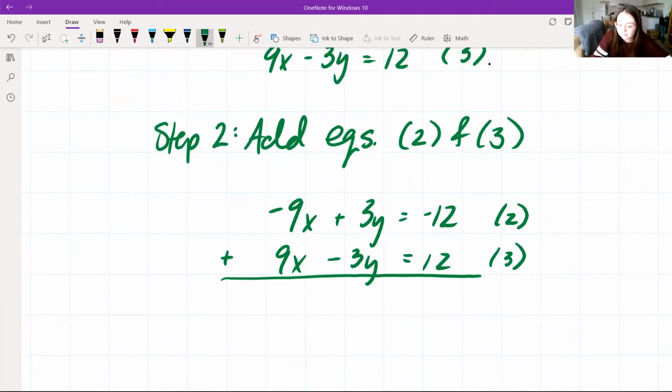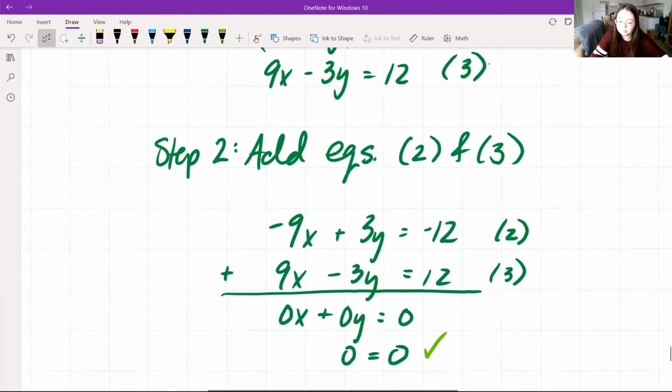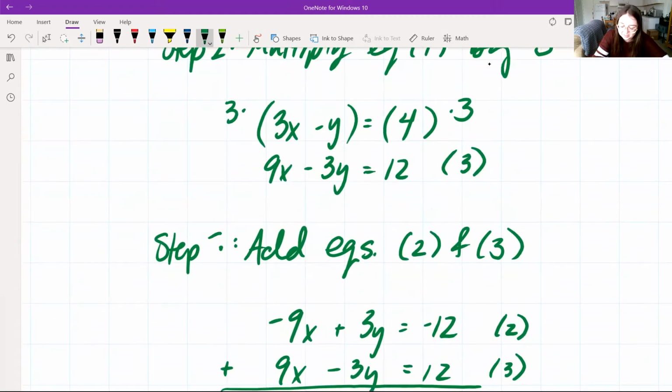Negative 9x plus 9x is going to be 0x. 3y plus negative 3y is going to be 0y. And negative 12 plus 12 is equal to 0. Now 0x plus 0y is just equal to 0. So what we end up getting is that 0 is equal to 0, which is a true statement. But we didn't solve for a variable, which means that any value we plug in to x or y would still make these statements true. This was step 3, not step 2. Step 3.